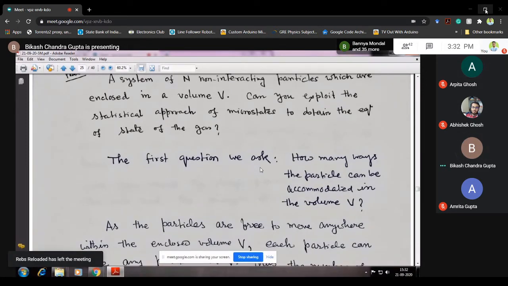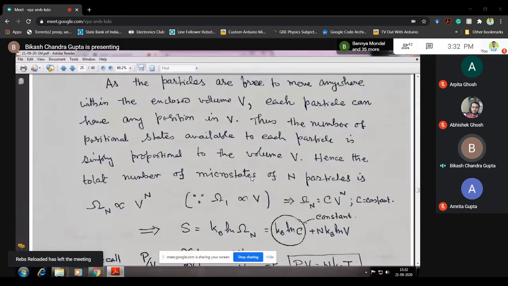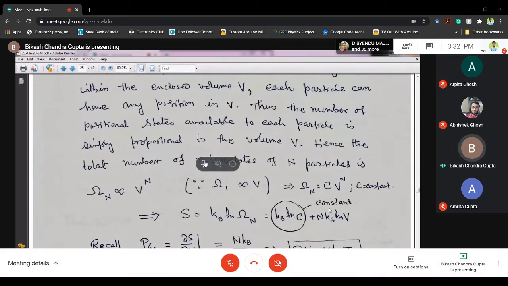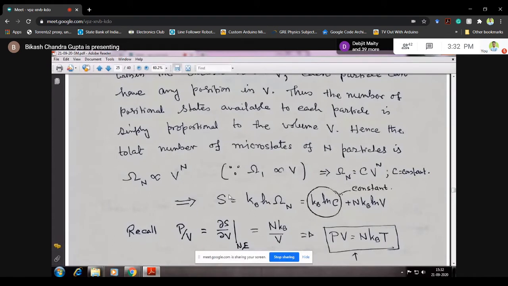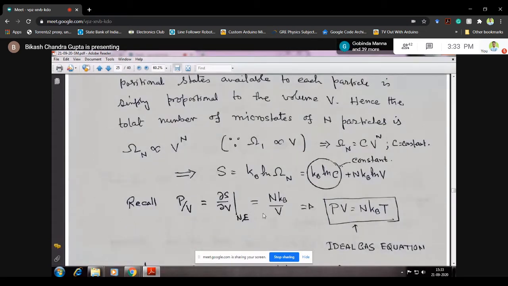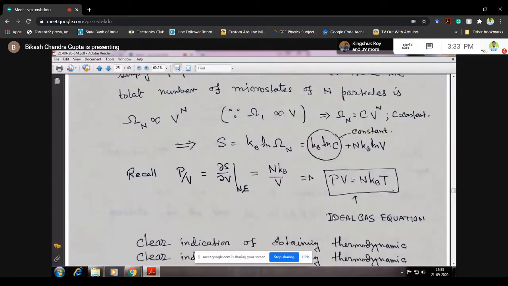That is, a particle can move anywhere in the volume, and therefore the microstate corresponding to a single particle is proportional to V, and therefore for n independent particles it is proportional to V to the power n. From there we could calculate the entropy, and once you get the thermodynamic quantity, entropy, you know that they are related with each other in terms of the macroscopic parameters like volume, pressure, and so on. And therefore P by T should be replaced by del S by del V, and that turns out to be n by V, and therefore this is the equation of state.